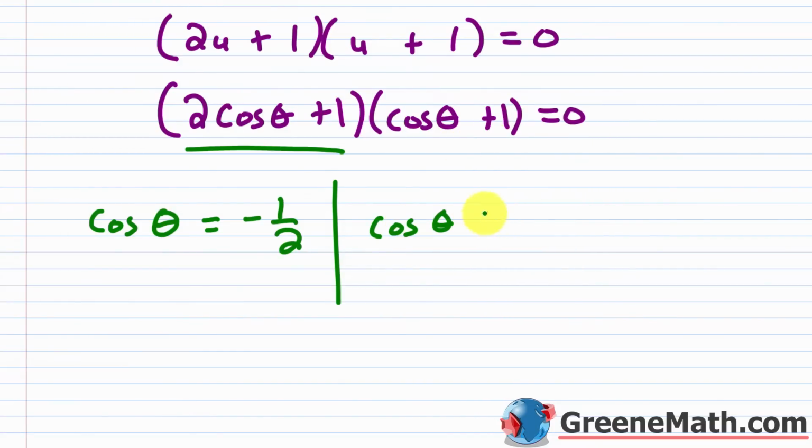So let's do the full thing. So plus 1 equals 0. Subtract 1 away from each side. You get cosine of theta is equal to -1. You probably know already this happens at 180 degrees, or pi if you're thinking about radians.